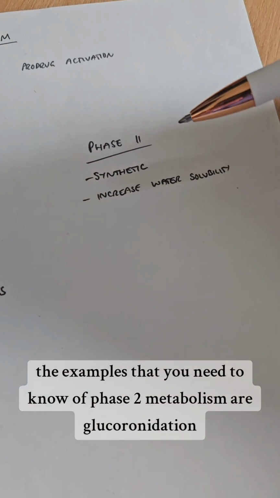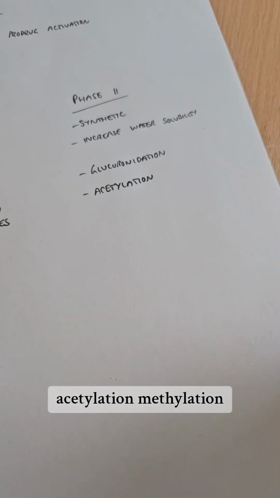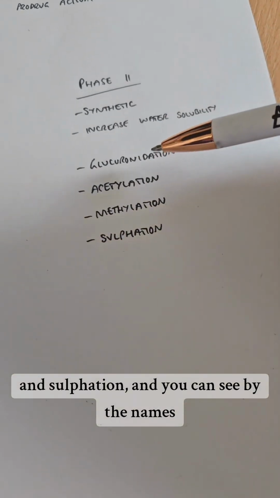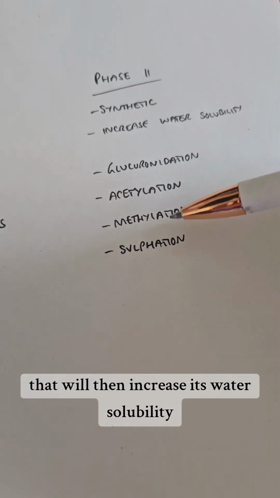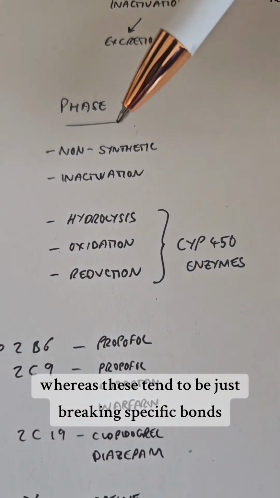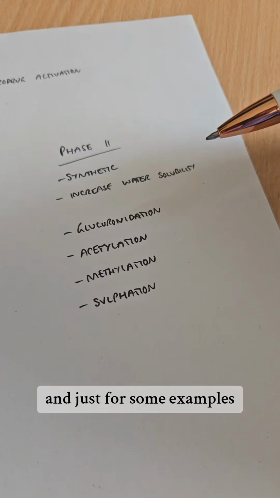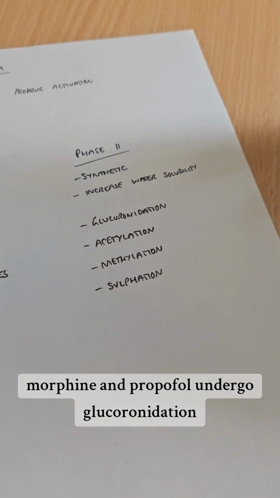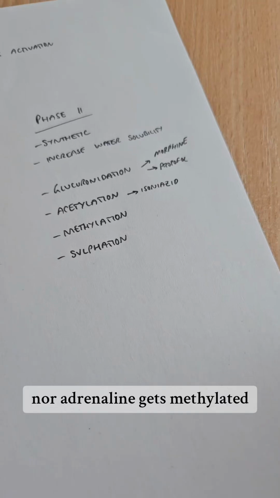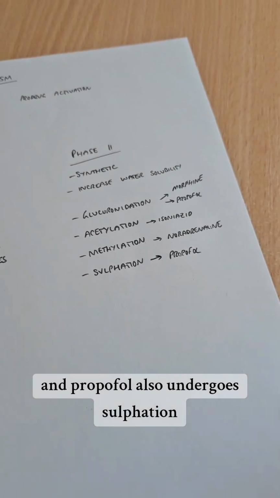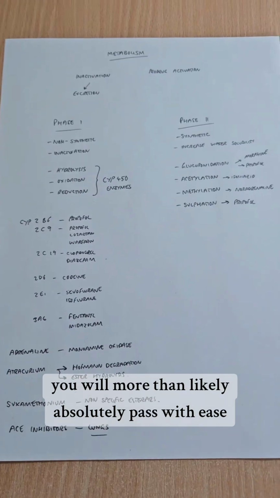And the examples that you need to know of phase 2 metabolism are glucuronidation, acetylation, methylation, and sulfation. And you can see by the names, these generally involve adding a functional group to a molecule that will then increase its water solubility, whereas these tend to be just breaking specific bonds to stop the molecule from working. And just for some examples, morphine and propofol undergo glucuronidation, isoniazid undergoes acetylation, noradrenaline gets methylated, and propofol also undergoes sulfation. If you can explain this concept in your exam, you will more than likely absolutely pass with ease.